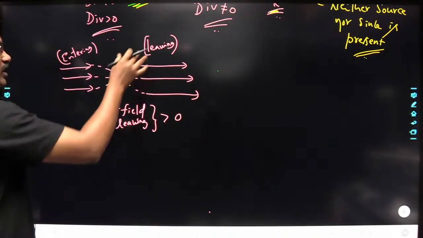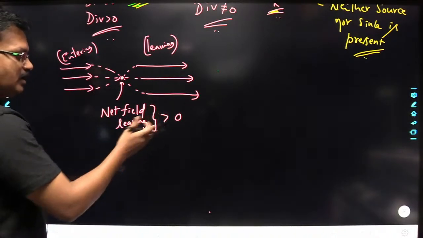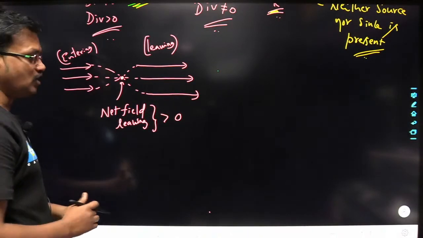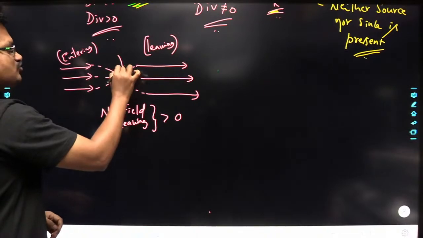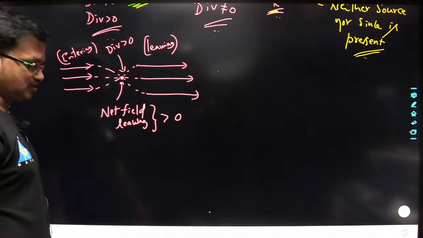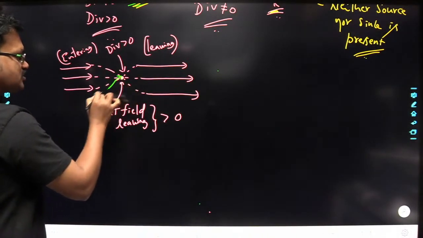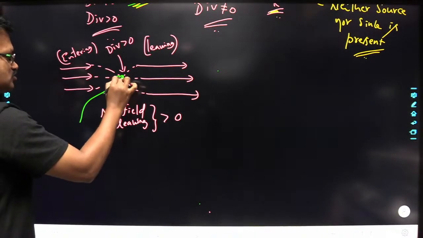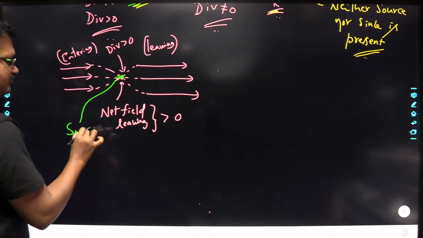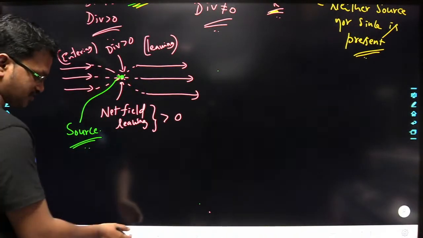So you have to take leaving field minus entering field. You are going to get a positive value, that is net field leaving is greater than 0. So that means here the divergence is what here? Divergence is greater than 0. So if divergence is greater than 0, what must be present at this location? What must be present at this point? So some source must be present. If divergence is greater than 0 means some source must be present at this location, right?